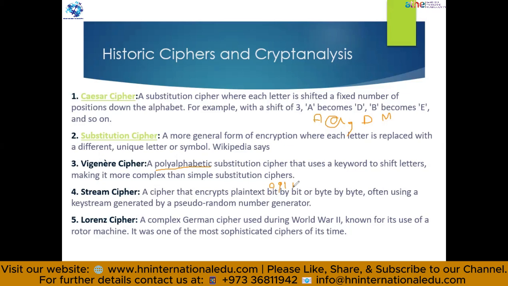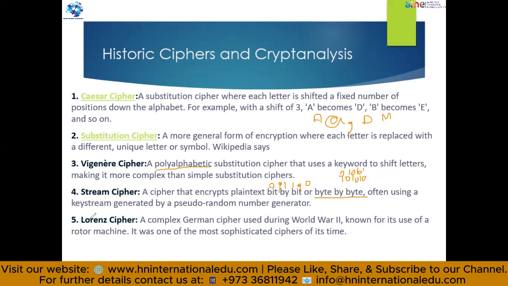We can replace 1 and 0. Okay, and for byte by byte, it means we will replace, for example, we have 8 letters and so on. So we can represent them as 0 1 0 1 and 0 1 and so on. Okay. Key stream generated by a pseudo random number generator.